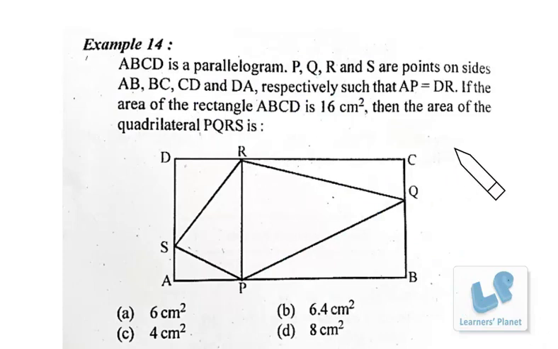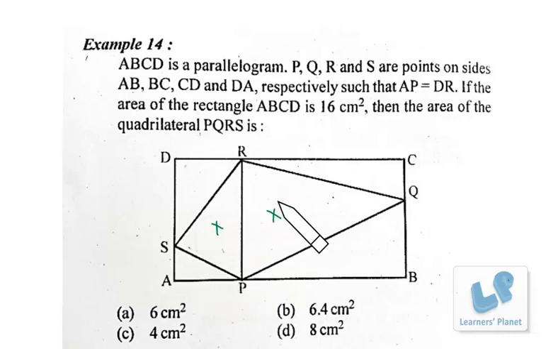ABCD is a parallelogram. P, Q, R, S are points on sides AB, BC, CD and DA respectively, such that AP is equal to DR. AP is equal to DR, and the area of the rectangle, initially the word parallelogram has been used, but now it has been mentioned that it's a rectangle. So area of rectangle ABCD is 16, then area of the quadrilateral PQRS is? So PQRS is precisely made up of two triangles. One is this and one is this.